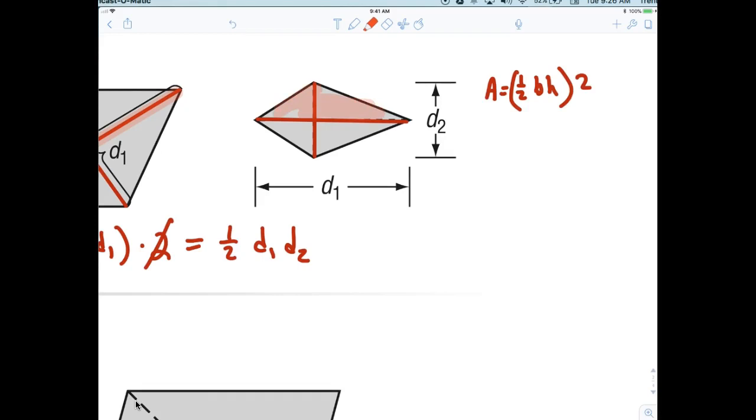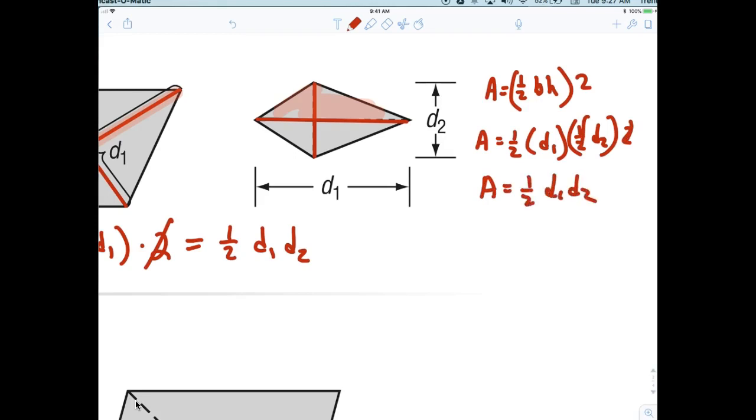So if I'm looking at this right here, the base would be diagonal one. So it would say area is equal to 1/2 times diagonal one. The height would be 1/2 of D2 and then times 2. Really easy. All right, and then this 1/2 and that 2 cancel. So the area is 1/2 D1 times D2. Yes?